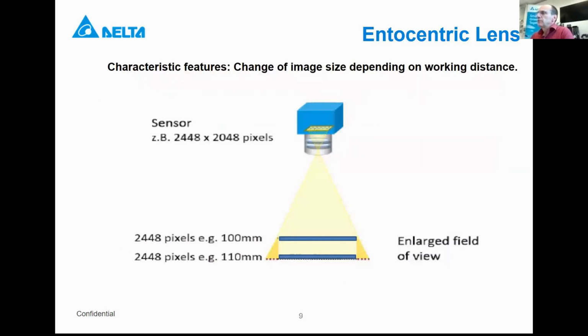That means your amount of pixels will be the accuracy that you will get with that combination. You can easily calculate, of course, what the working distance is, or if your working distance is fixed, what kind of focal length you need for your lens.